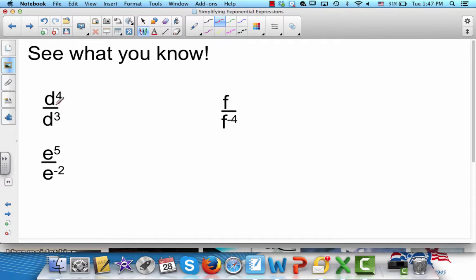All right, so we've got d to the 4 over d to the 3. That's d to the 4 minus 3, or just d to the 1. e to the 5 over e to the negative 2 gives us e to the 5 minus a minus 2, which gives us e to the 7. And f to the 1 minus a minus 4 gives us f to the 5. Okay.